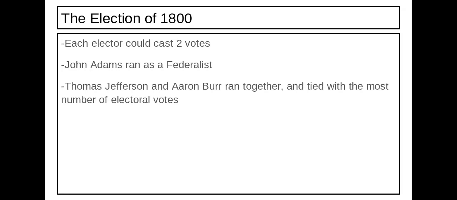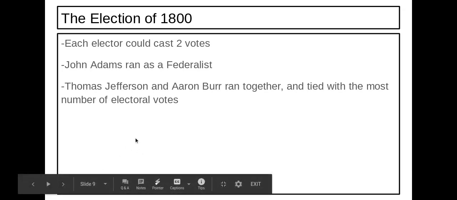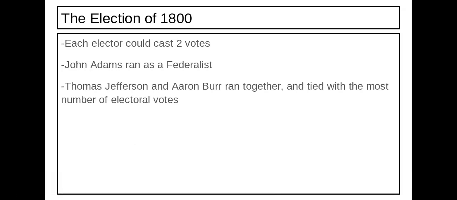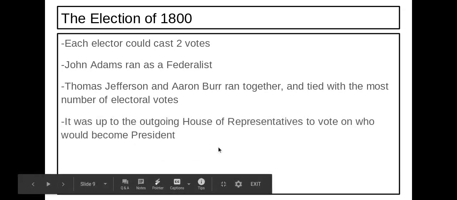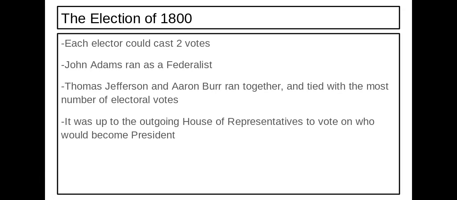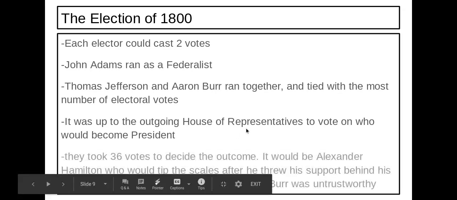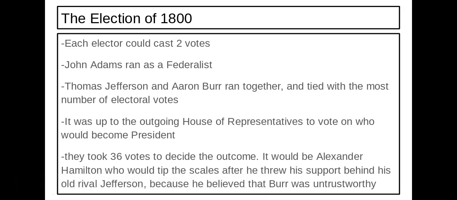Now, Adams had lost after one term, and he actually left town before the eventual winner would be sworn in. We'll get back to that in a moment. It was up to the outgoing House of Representatives to vote on who would become president. So they had to choose between Jefferson and Burr. They took 36 votes to decide the outcome.